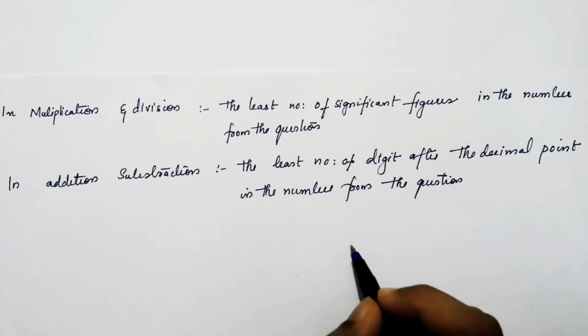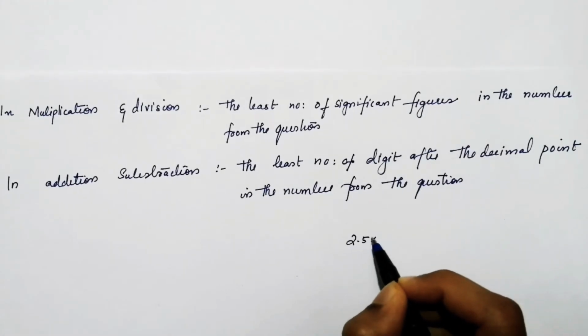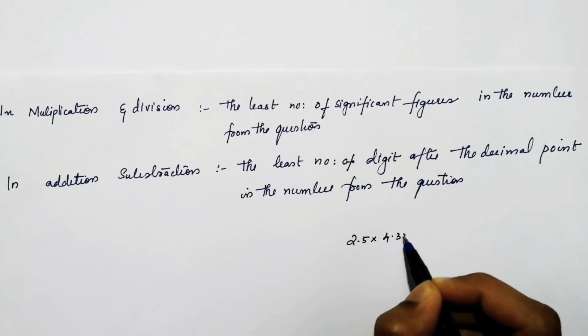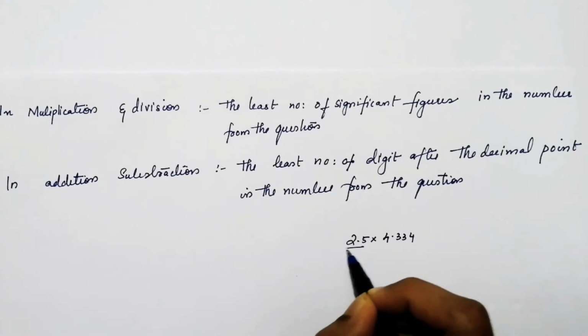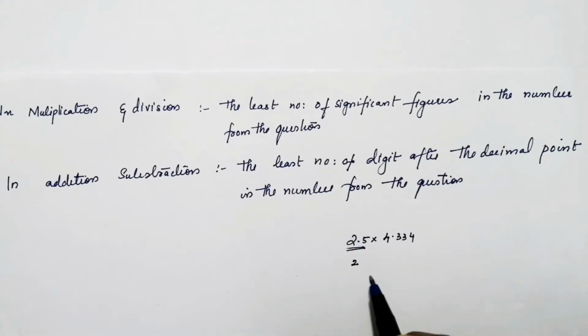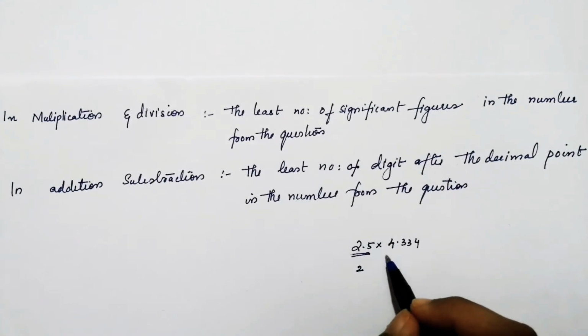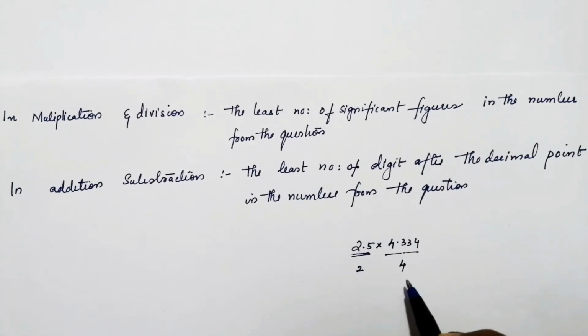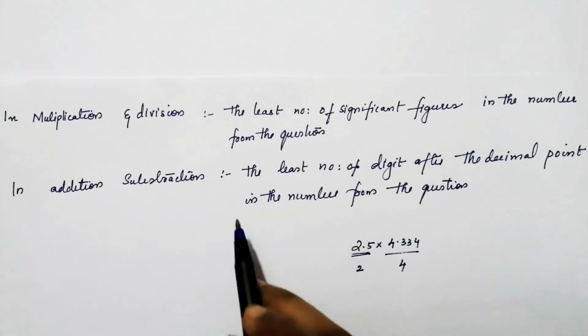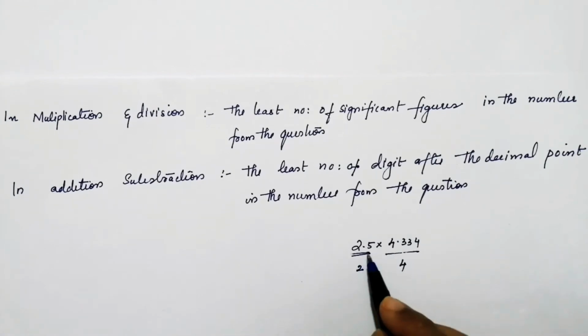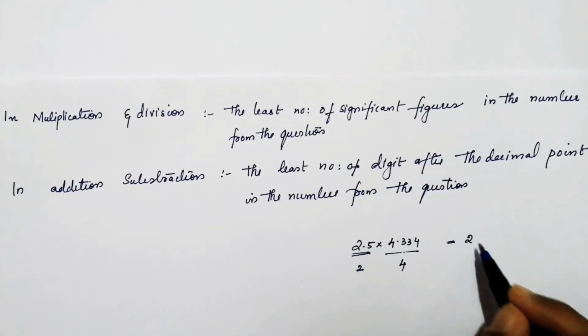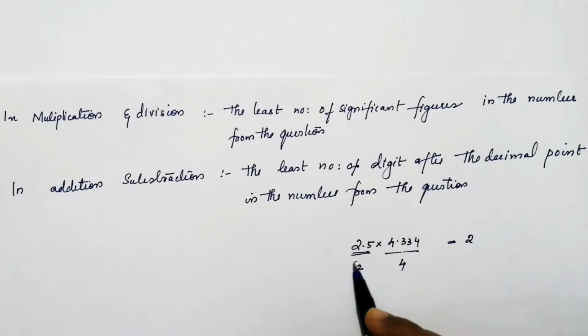For example, if we take a question like 2.5 into 4.334, we know that this number contains 2 significant figures and this number contains 4 significant figures. So according to this rule of multiplication or division, the answer should also contain 2 significant figures because this number has the least number of significant figures as 2.